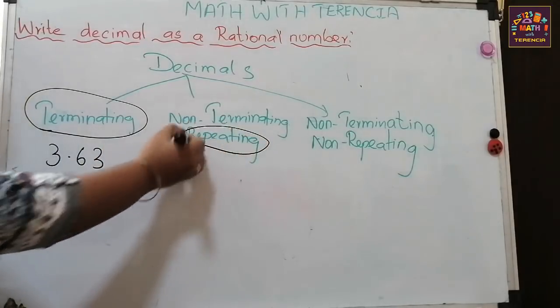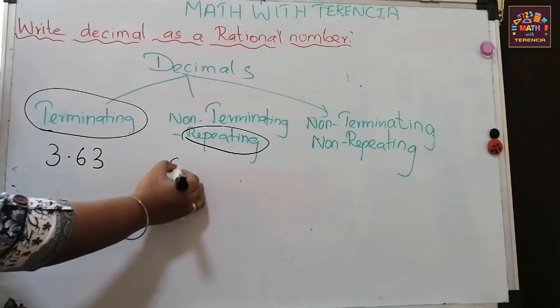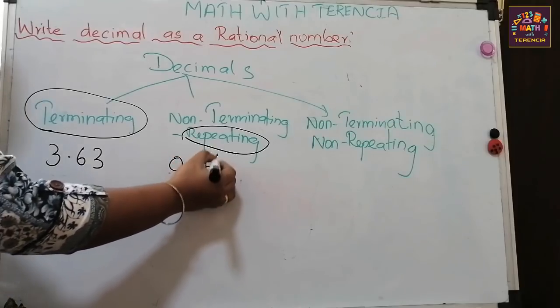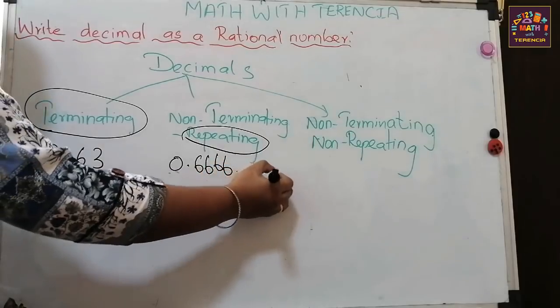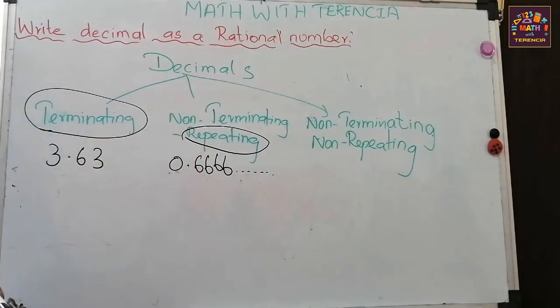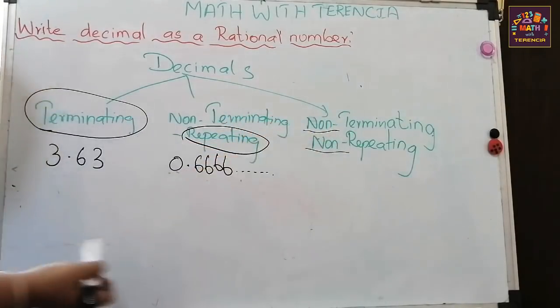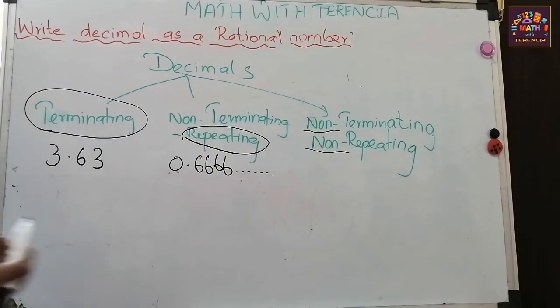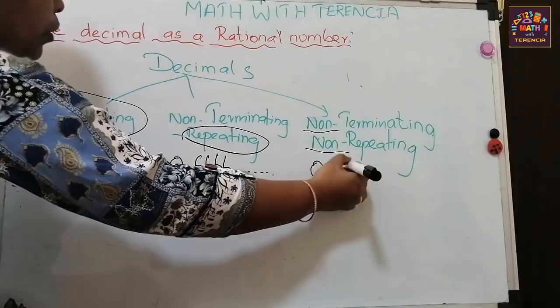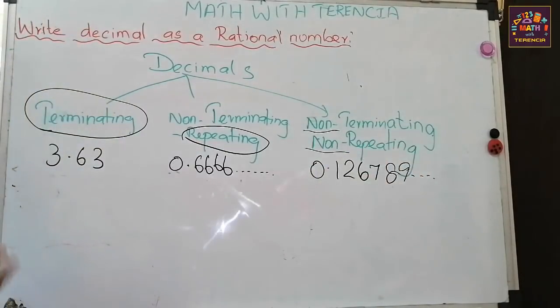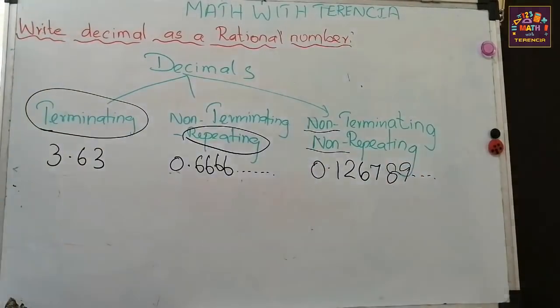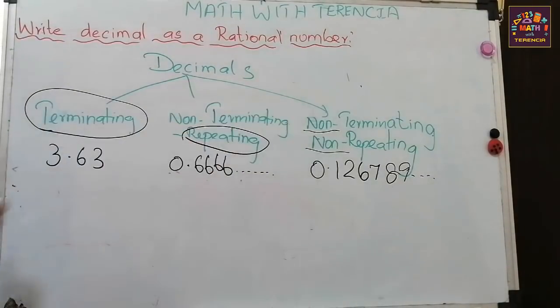Then non-terminating and repeating. When you divide certain numbers, the number will not stop, but the value will go on, 0.666. The 6 will be repeating. So this type of decimals are known as non-terminating and repeating. And also we have certain decimals which do not terminate and do not repeat. We can't predict the numbers which will come. We can't expect what number will come before or after. So these types of numbers are known as non-terminating and non-repeating.